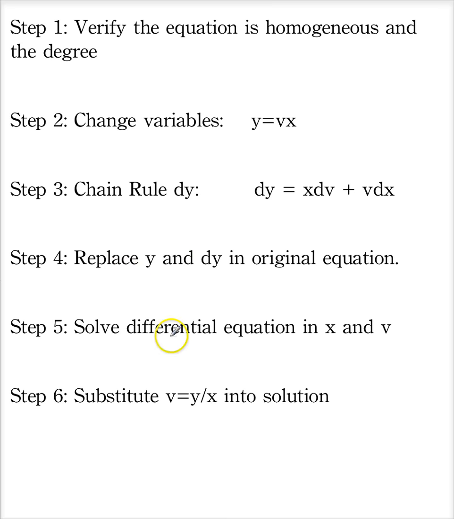So here's a review of the steps. First, verify it's homogeneous. Do the change of variables. Use a chain rule for dy. Replace y and dy in your original equation. Then solve your differential equation in x and v. Your final step is to substitute back in v is y divided by x.